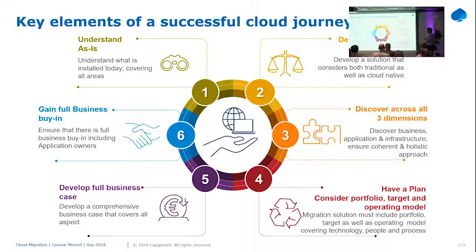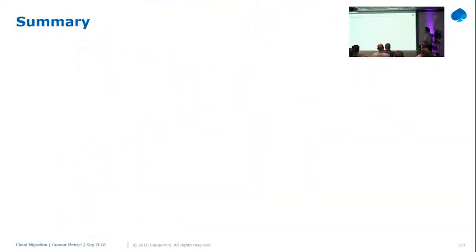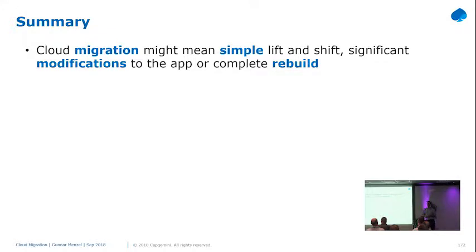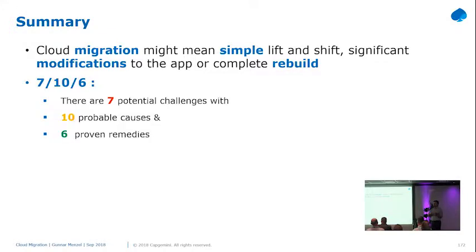I know there are lots of numbers in here. I realize now I had 7, and then 10, and then 6. But it's really about the key learnings that we had moving to the cloud. Remember, I was contextualizing around moving from legacy or traditional to a cloud context. Cloud native is different. If you build new in the cloud, you don't have these issues. If you come from existing, then you have to consider the points that we're suggesting. Cloud can be a simple lift and shift, but it can also be a full rebuild. So there might be 7 challenges that you need to consider, with 10 probable causes and maybe 6 proven remedies.